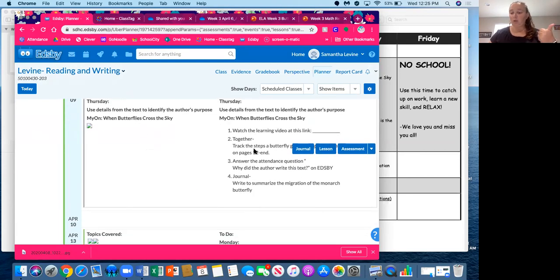We're going to finish those last two major events, adding in the transition words. And then we're going to answer the question, why did the author write this text, as our Edsby question for today. So you're going into your reading and writing class, answering that question, thinking about author's purpose. Was it to answer, describe, or explain? Make sure when you're answering that question, you say the author's purpose for writing the text was to either answer, describe, or explain, and tell me what they were doing.